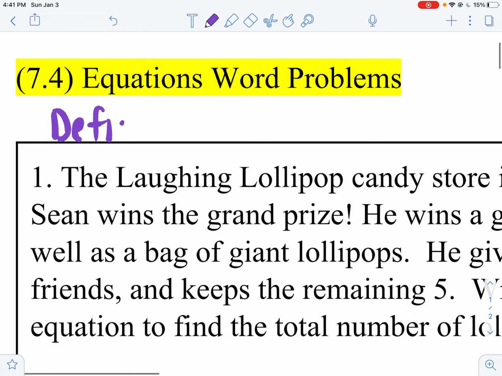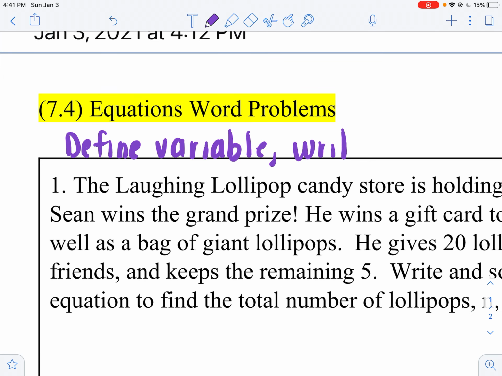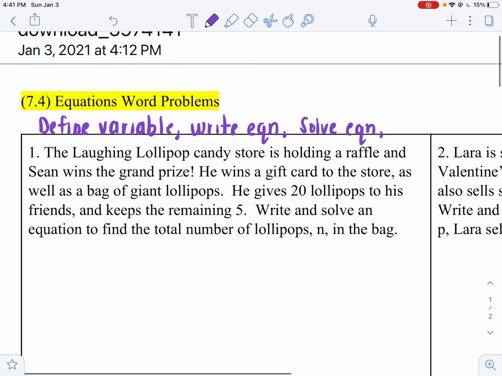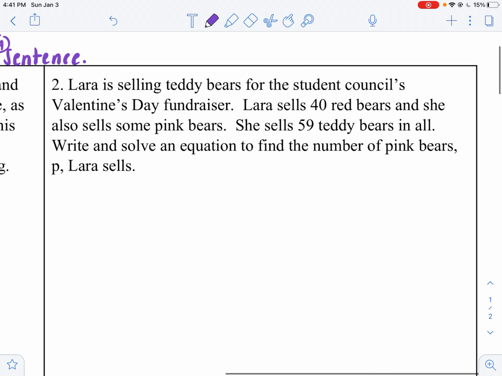So, we always want to define our variable. We always want to write the equation. Then we are going to solve the equation using inverse operations. And then lastly, you're going to write a sentence with the answer you got so that it makes sense. So we have 4 steps. 1, 2, 3, 4. Okay? So the first thing we're going to do is define our variable.